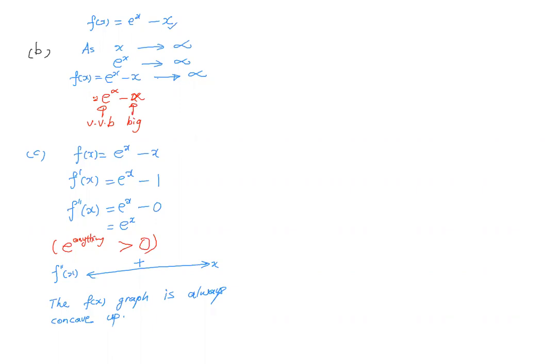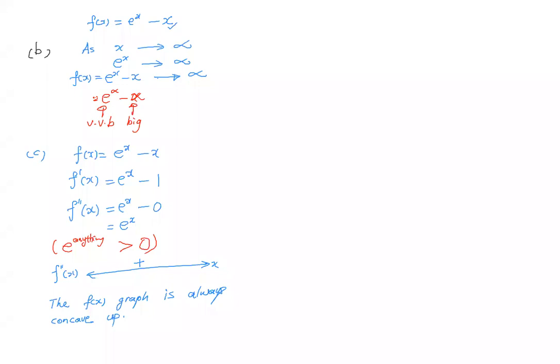Am I right? So this will be the geometrical interpretation. Geometrical interpretation, I told you already, is either talking about the gradient, talking about the graph going up or going down, or talking about the shape of the graph. Are you okay? Okay.